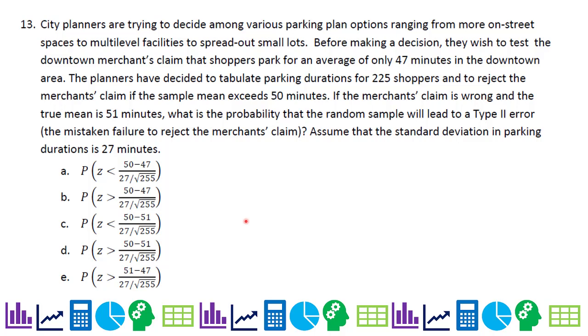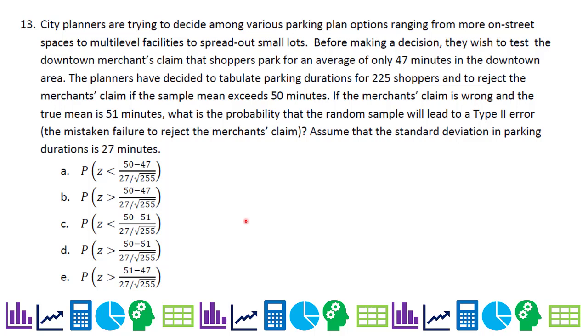Number 13, city planners are trying to decide among various parking plan options ranging from more on-street spaces to multi-level facilities to spread out small lots. Before making a decision, they wish to test the downtown merchants' claim that the shoppers park for an average of only 47 minutes in the downtown area. The planners have decided to tabulate parking durations for 225 shoppers and to reject the merchant's claim if the sample mean exceeds 50 minutes. If the merchant's claim is wrong and the true mean is 51 minutes, what is the probability that the random sample will lead to a type 2 error? That is, the mistaken failure to reject the merchant's claim.